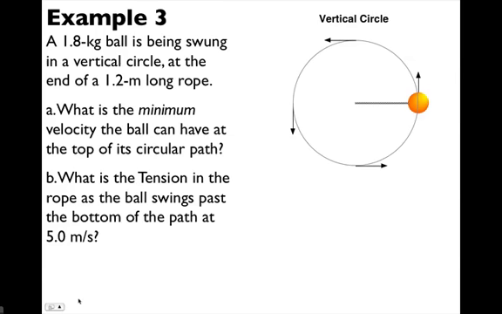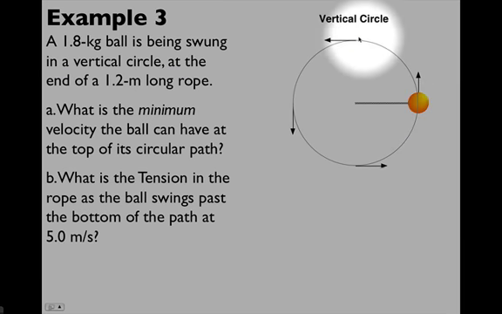Let's take a look now at example number 3. A ball, 1.8 kilogram mass ball, is being swung in a vertical circle at the end of a 1.2 meter long rope. And we've got the ball traveling in a counterclockwise direction here. We can see this. So from this position, it's going to move around like this. And part A here is what's the minimum velocity the ball can have at the top of its path.